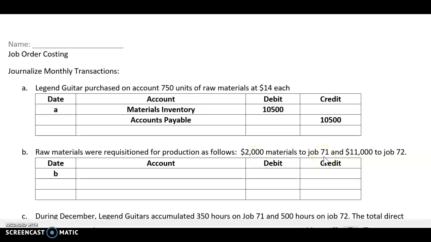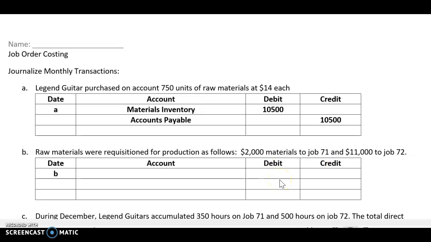All right, and then Part B, raw materials were requisitioned for production as follows: 2,000 materials to job 71 and 11,000 to job 72. So this means that we have now asked for these raw materials to come to our manufacturing floor so that we can begin working on them. Because it was able to tell us which jobs they're going to, we know that this is going to be direct materials because it was able to be traced directly to a job.